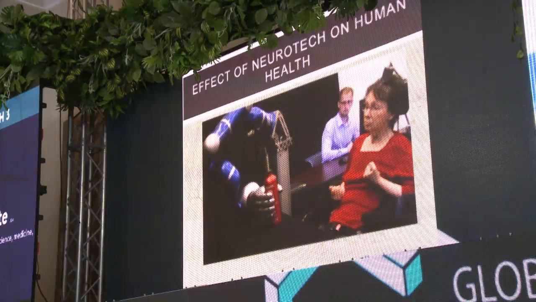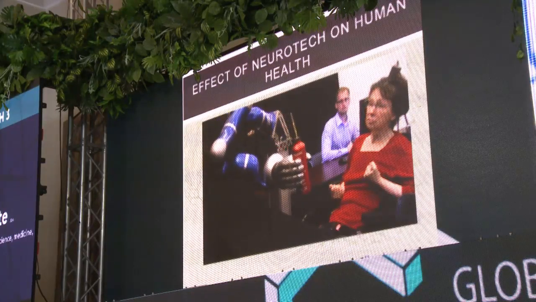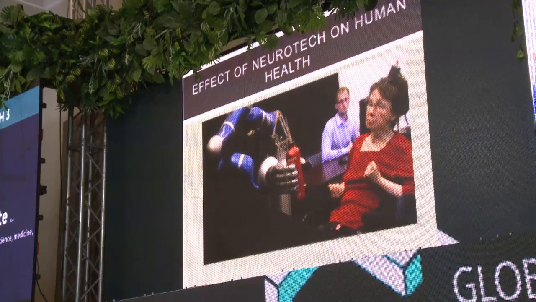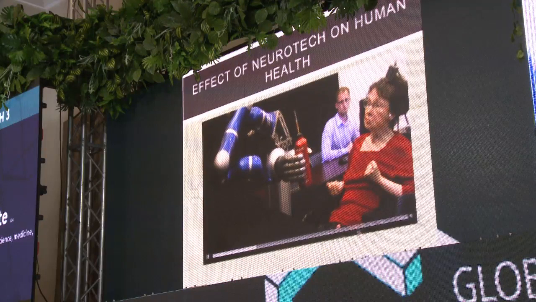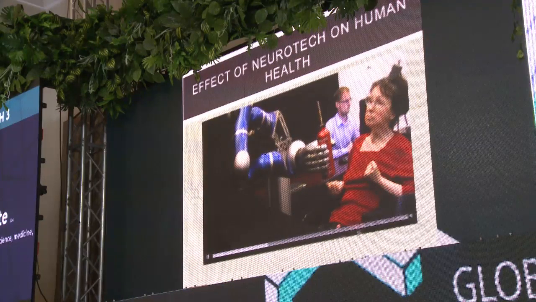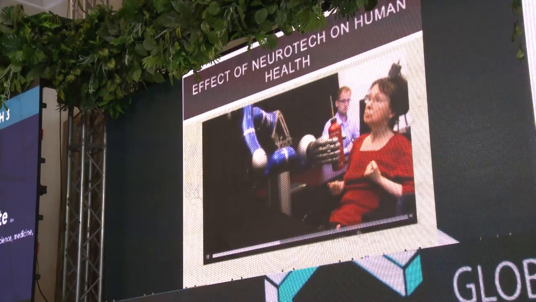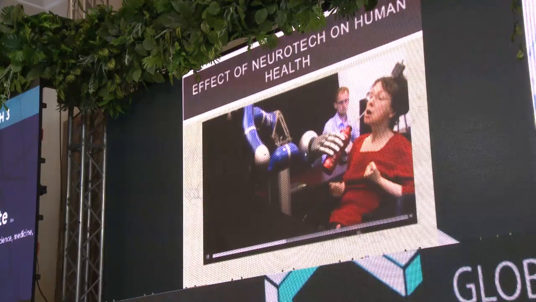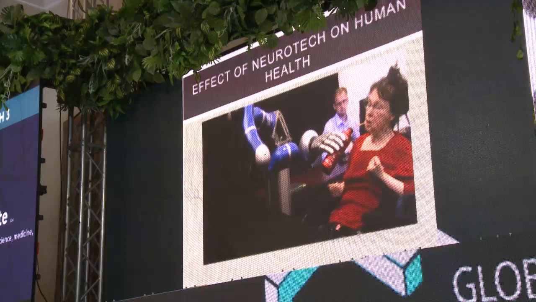This woman is a tetraplegic. She's paralyzed from the neck down. She cannot move her arms or her legs, and she's implanted with a few electrodes in the primary motor cortex, and these electrodes are connected to a computer that is moving a robotic arm. So this is called a brain-computer interface, and she can use the computer to move the arm by thinking.